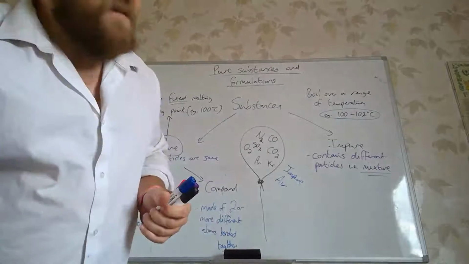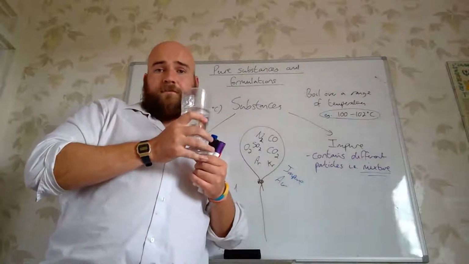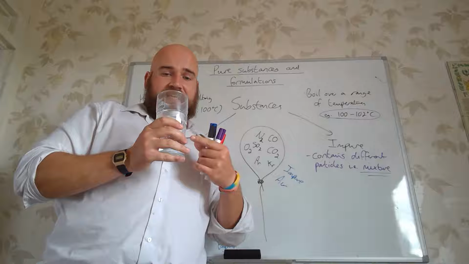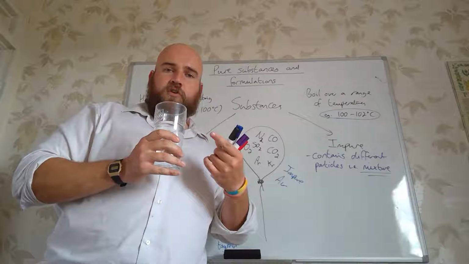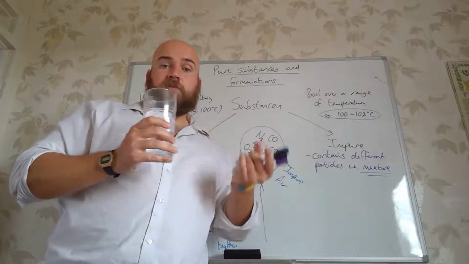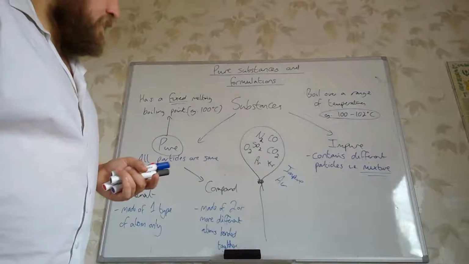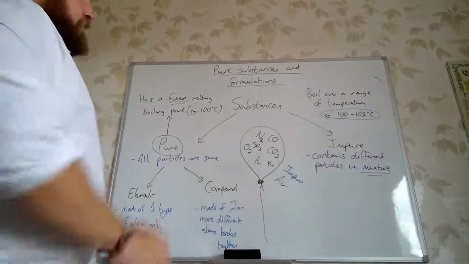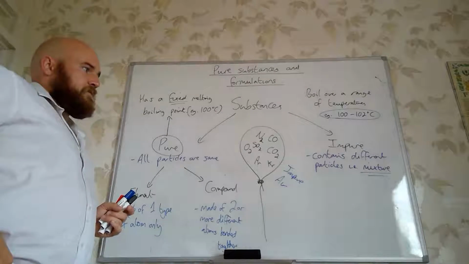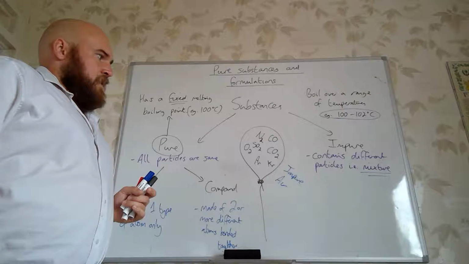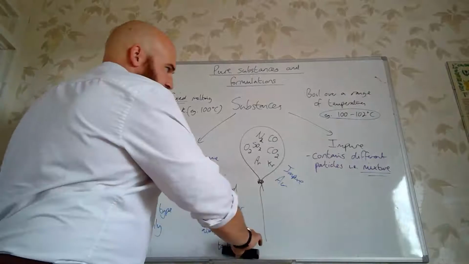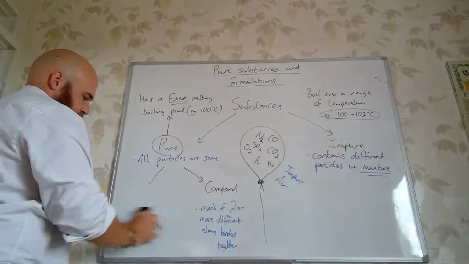So if this water was impure and I started heating it and it got to 100 degrees, it was boiling, but it was still boiling when I got to 102 degrees Celsius, I would know it was impure. All right, so that's a nice little discussion there as to why we have the different pure and impure substances out there. Okay, so I'm just going to erase this now.